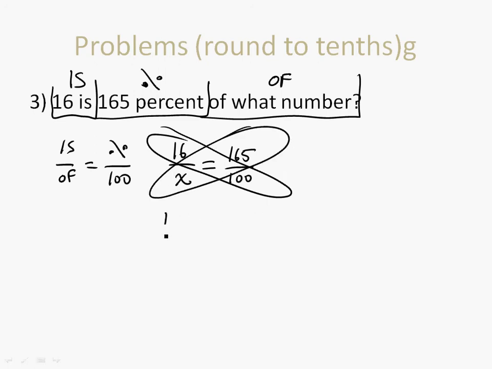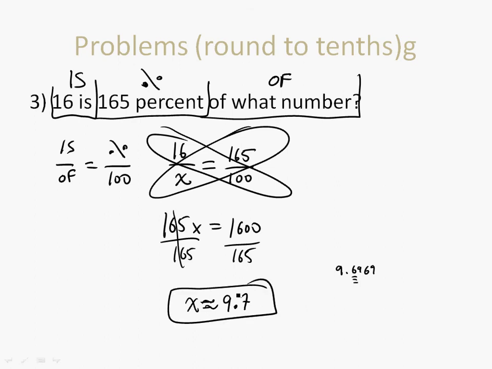Cross products property, 165x equals 1600. Then we're going to divide both sides by 165. And again, we get a decimal here, 9.6969, etc. So again, we divide by, those will cross each other out. They just divide out to 1. And there's 6. 9 is greater than 5, so we're going to round it up to 9.7.